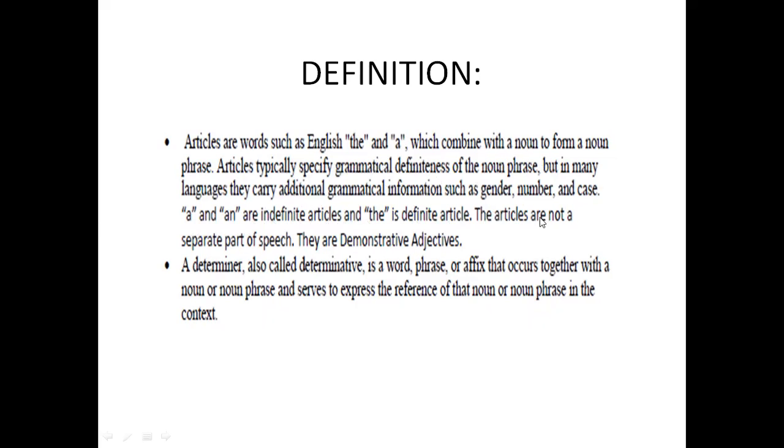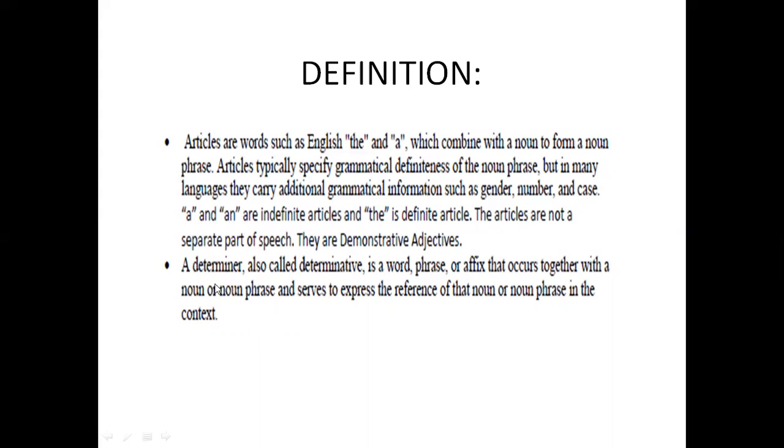The articles are not separate parts of speech. They are demonstrative adjectives. So articles are nothing but words which combine with a noun to form a noun phrase. In articles we have two types. What are they? Definite article and indefinite article. A and an are indefinite articles and the is a definite article. So the articles are not separate parts of speech. They are called demonstrative adjectives.